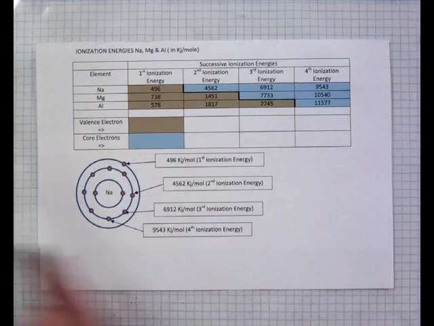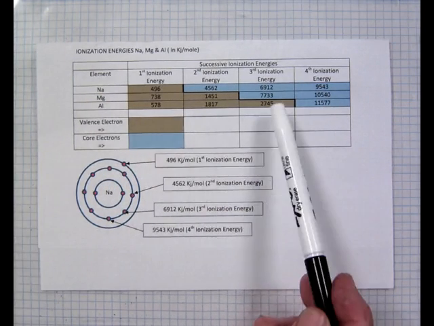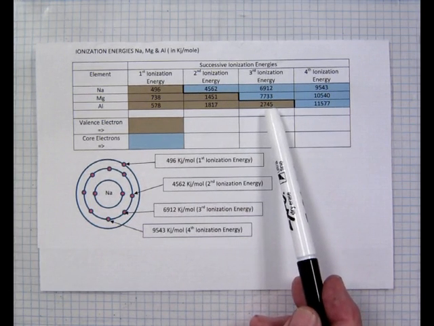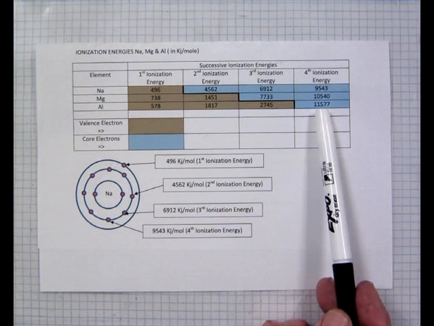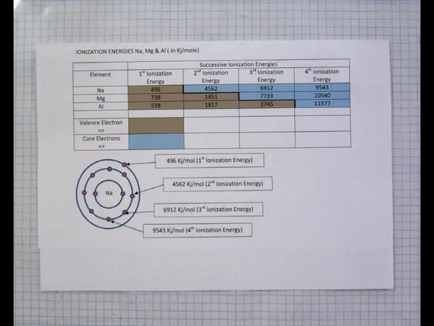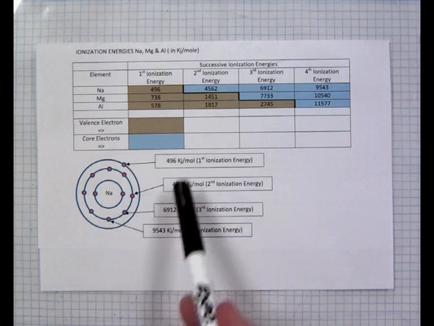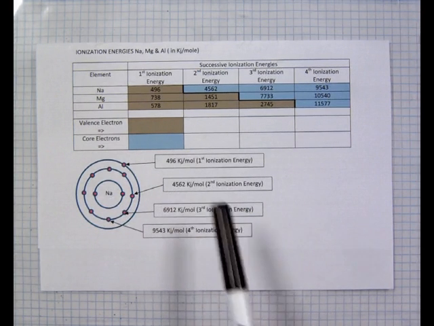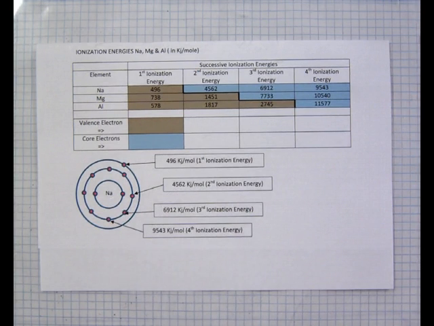Magnesium we just talked about. Aluminum has 3 valence electrons. Well, that's still, when you get a third one, it's kind of high. But the inner shell, 11,577. So here's the first ionization energy of sodium, 496, then 4,562, 6,912, 9,543. So the closer you get to the nucleus and the more electrons you pull off, the more energy it takes to remove.